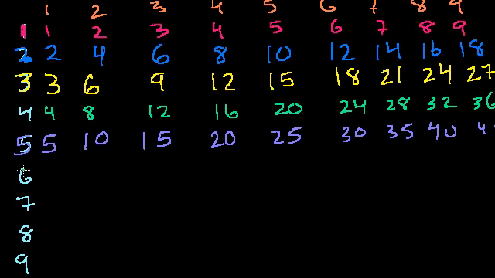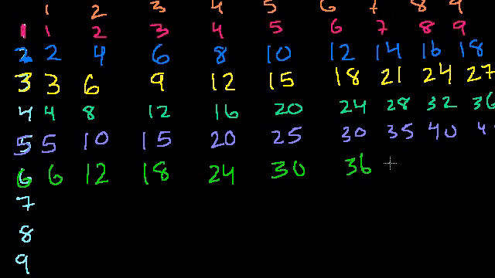6 times tables. Let me do it in green. 6 times 1 is 6. That's easy. You add 6 to that, you get 12. You add 6 to that, you get 18. You add 6 to that, you get 24. You add 6 to that, you get 30. Then you go 6 more, 36, 42, 48. 48 plus 6 is 54. So 6 times 9 is 54.